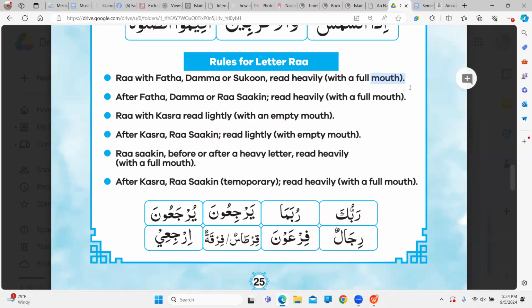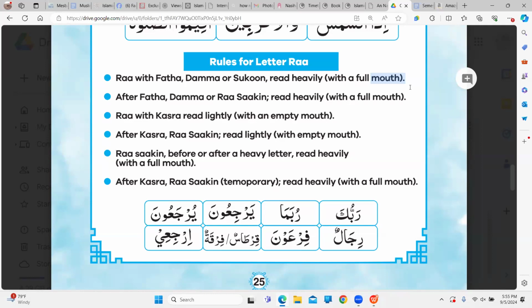Tarqiq. Okay. So ra with the kasra is read with empty. So ri. Ra, heavy. Ri, empty. Sometimes if you say heavy, it may confuse the child, because for Americans, heavy is heavy. You're lifting a boy, that's heavy. If you say full mouth, empty mouth, it is easier for them to understand. For example, the word awesome, awesome is full. If you say cat, that's empty. That's an example.